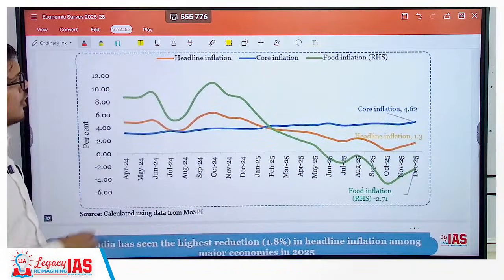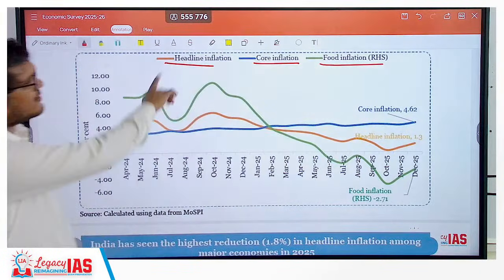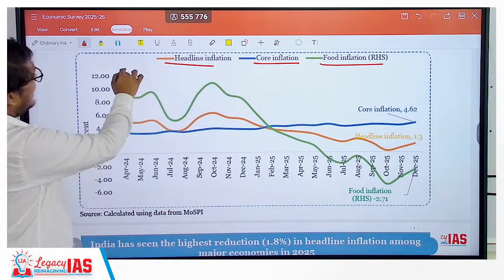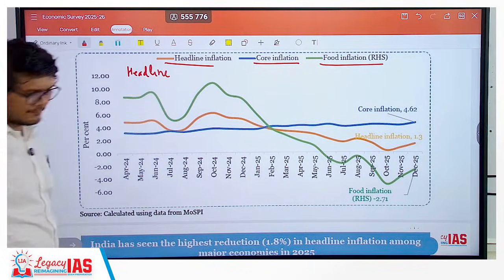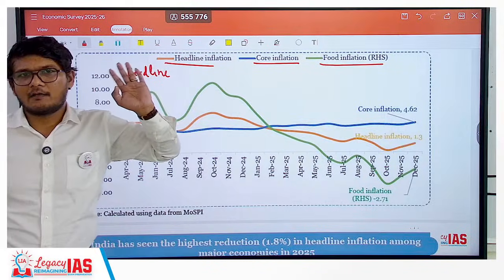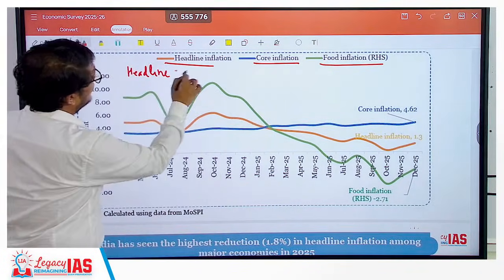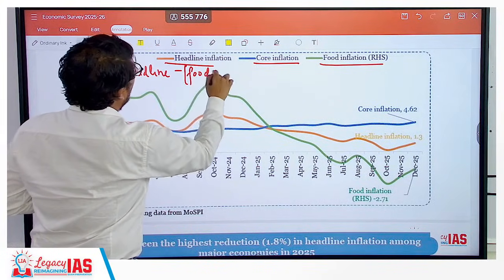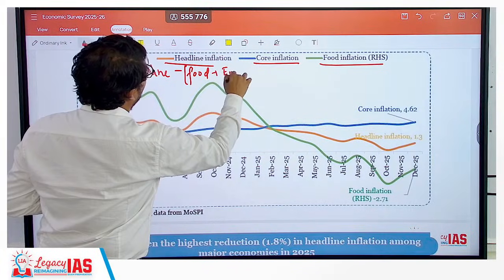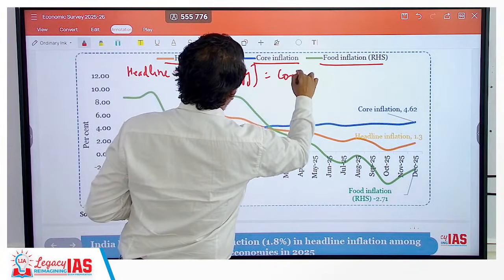If you look at it, you have the headline inflation, core inflation, and food inflation. Now what is the relationship between them? Headline inflation basically includes everything, which includes food, energy, everything. Now from this headline inflation, if you subtract food and energy, you basically get core inflation.